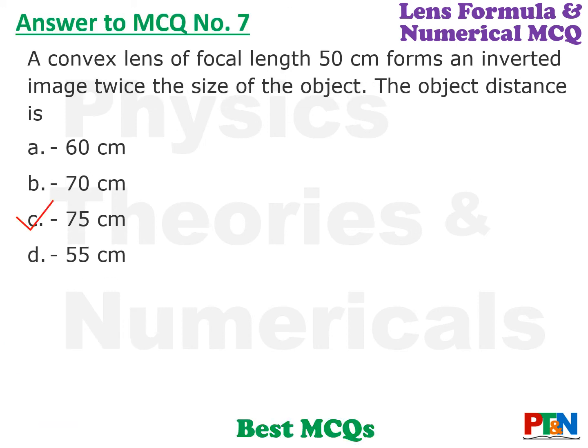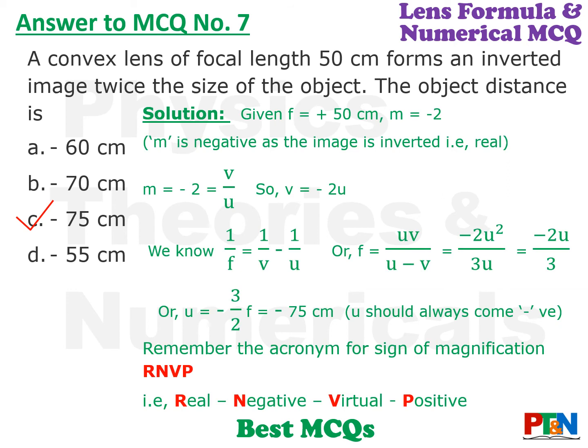The answer is option C, that is minus 75 centimeter. Let's see the calculation also. See, what you have been given, focus is 50 centimeter, it's a what lens? Convex lens. So it will be plus 50. f is plus 50 and m is minus 2 because twice the size of the object. So m is minus 2. But why minus? Because m will be negative if the image is real. We will give you an acronym on how to remember the sign of m. Okay, anyway, m is minus 2.